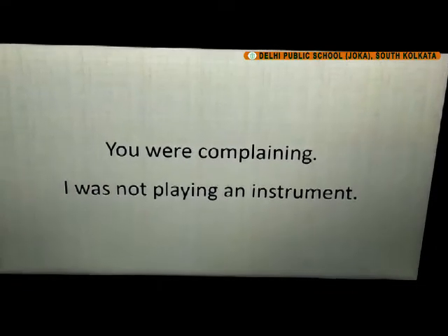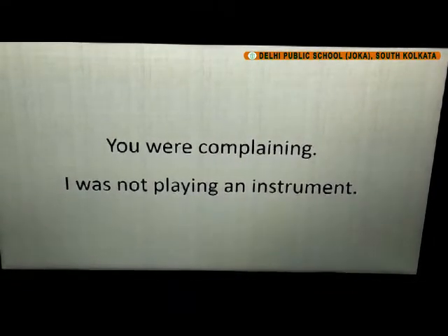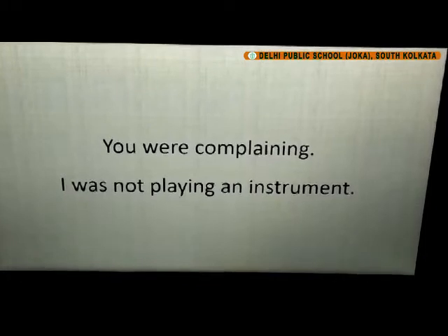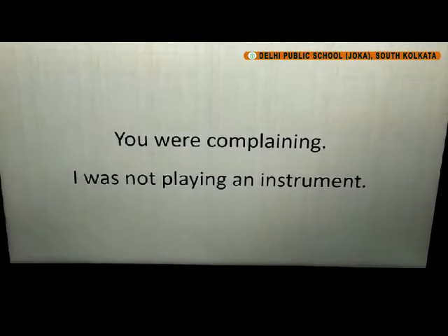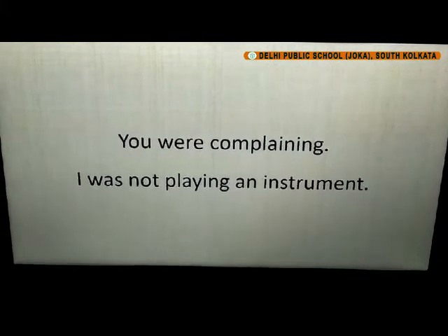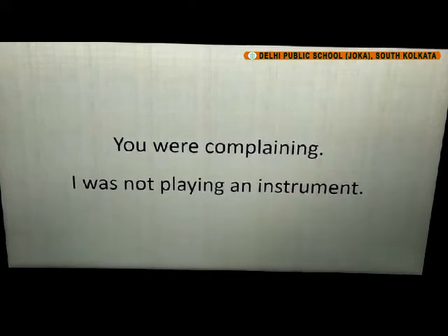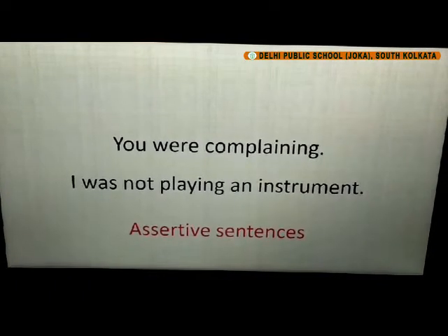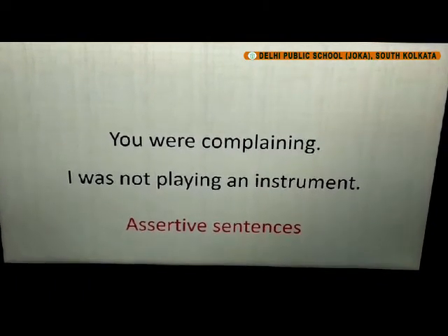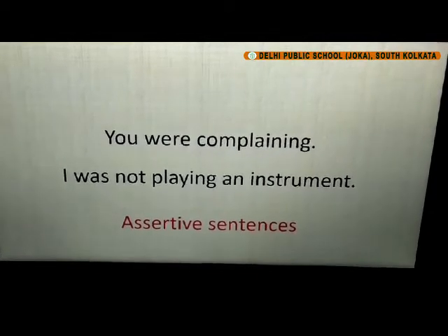Now, I'm sure you remember we had studied about the 4 different kinds of sentences in Module 2. So, can you tell me what kinds of sentences these are? Yes, I'm sure you have guessed correctly. These are all examples of assertive sentences. Now, look at the first sentence again carefully.